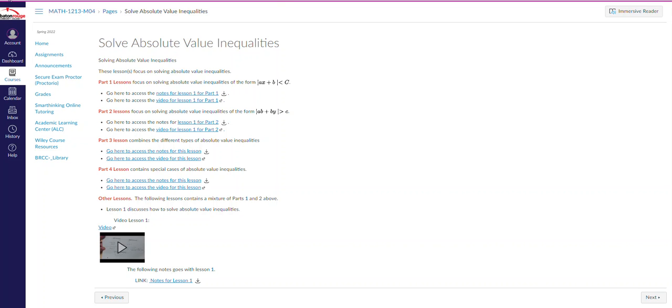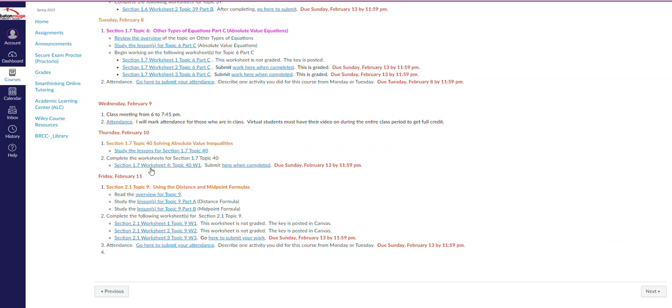All right, so let's go back to this board, and there's the worksheet that goes there. And then on Friday, now Friday's an easy day. It's just using the distance and midpoint formula. So make sure you look at the lessons for part A, the distance formula, and for part B, the midpoint formula. And then there are 3 worksheets. The first 2 are not graded, but the third one is.